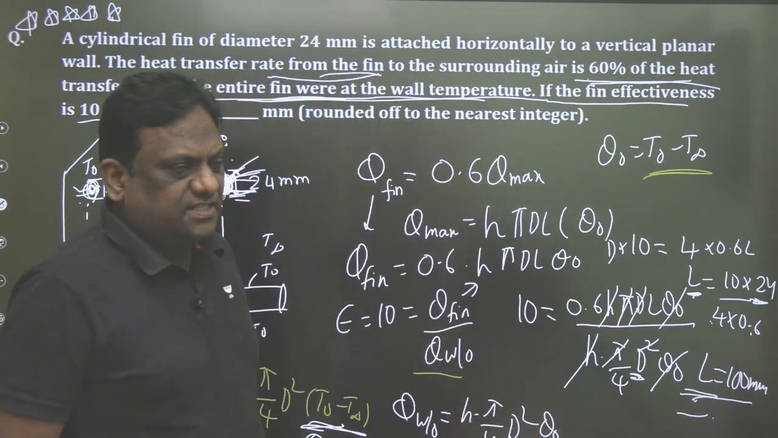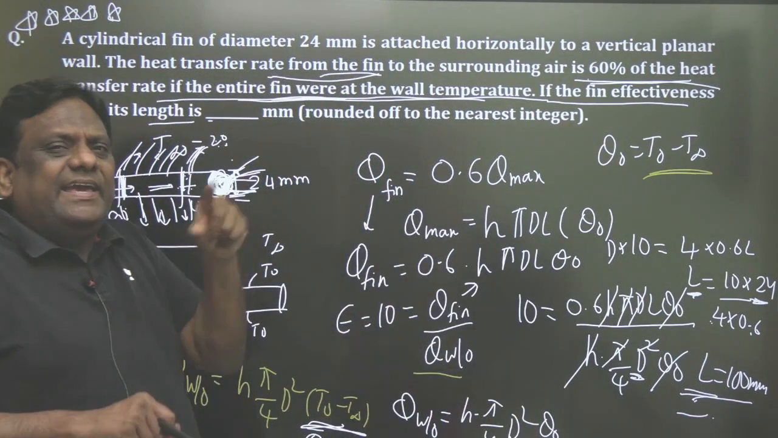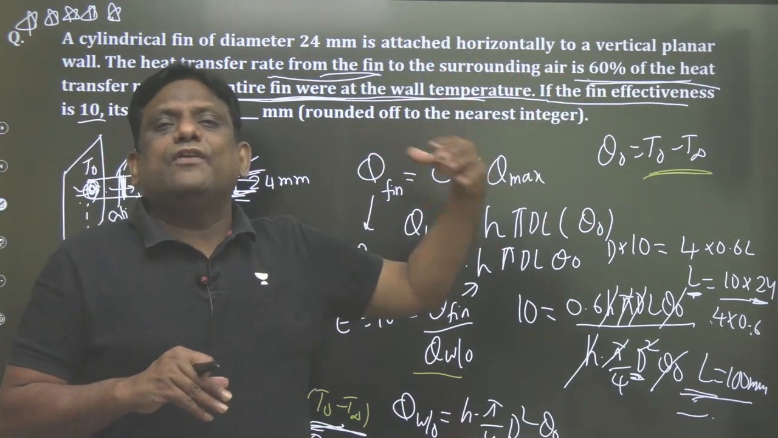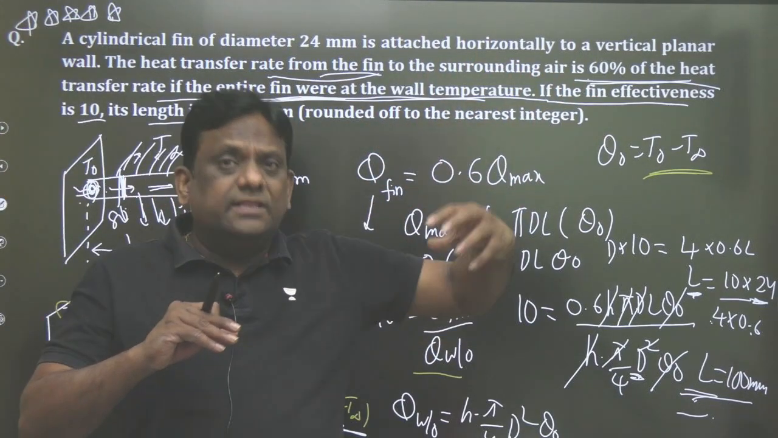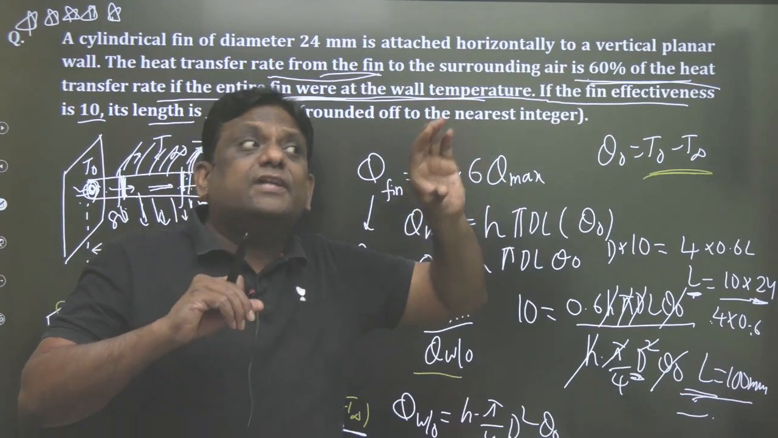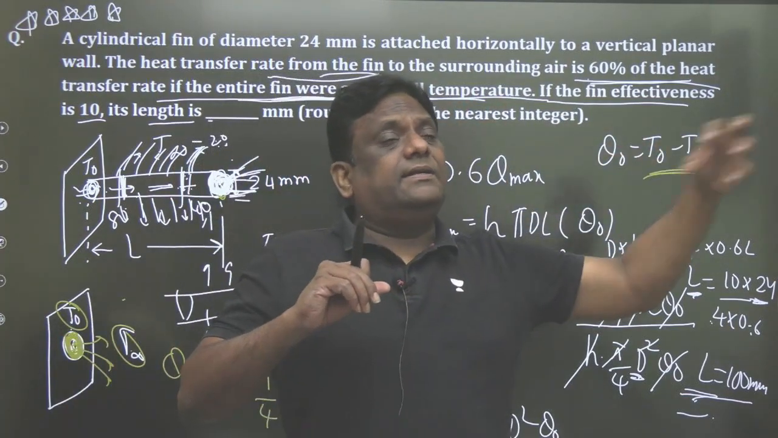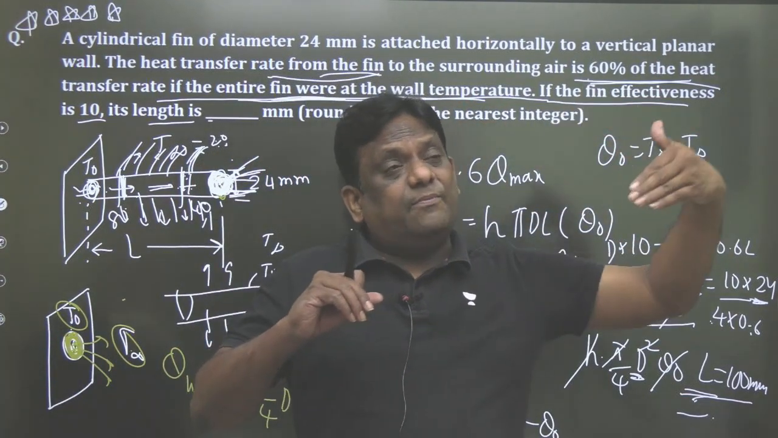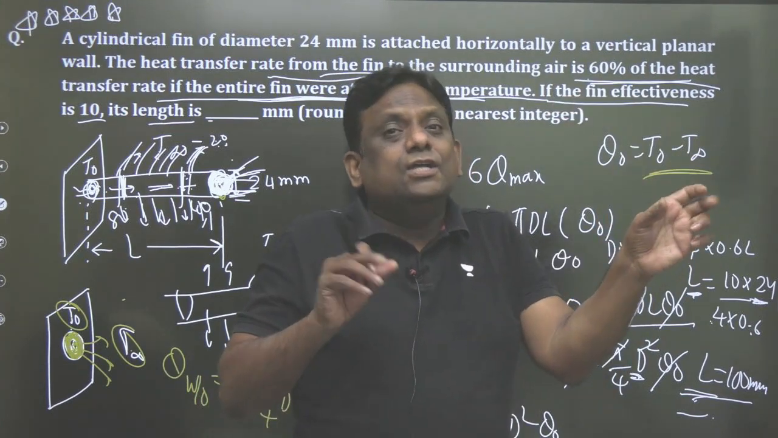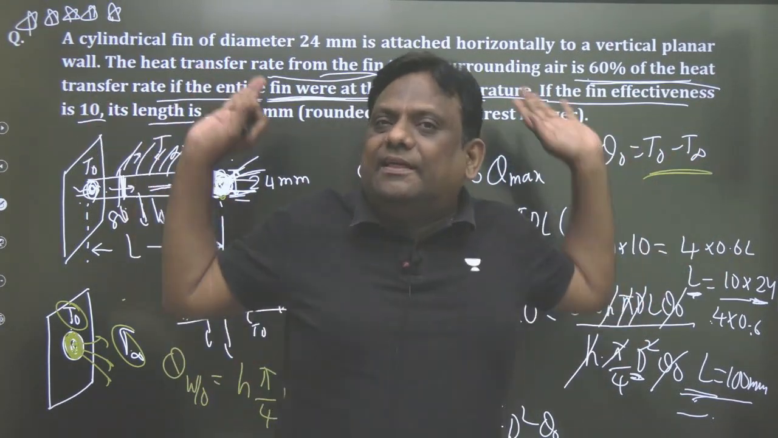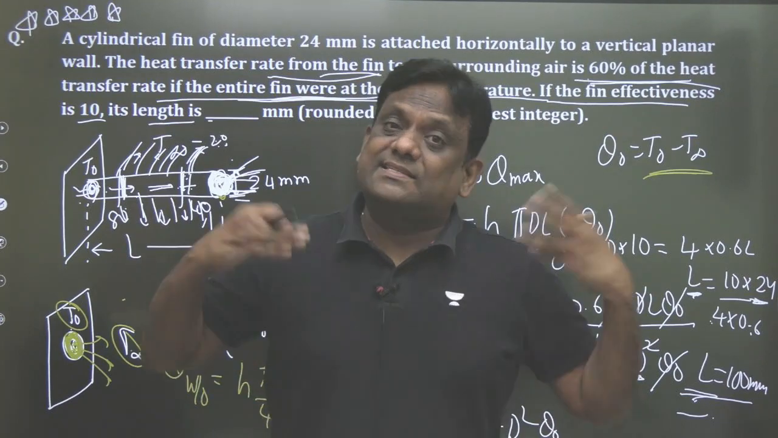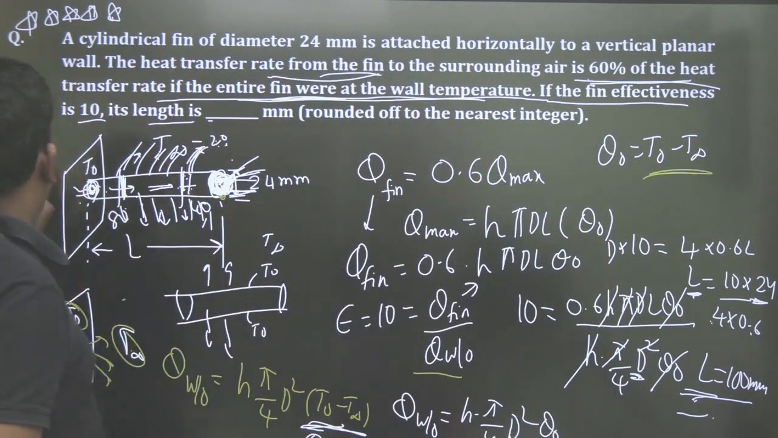This is a beautiful question, sirs, because I have taken only pi dl. It means you are neglecting at the tip. So when you are neglecting at the tip, it means actually there is a heat transfer at the tip. So I have added some more length so that whatever the tip heat transfer was taking place, now it is taking place from the surface area of that added length. So whatever you have calculated, it is the corrected length. But he is not asking corrected length, he is asking the actual length of the fin. This is a good question, sir.